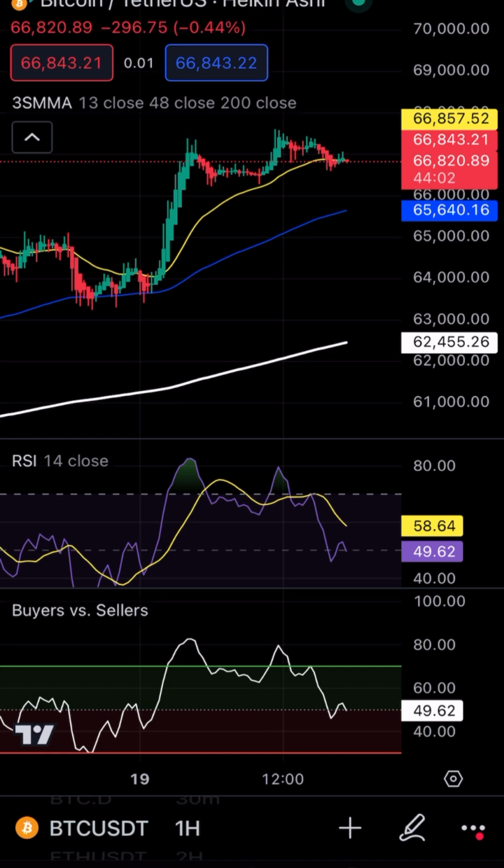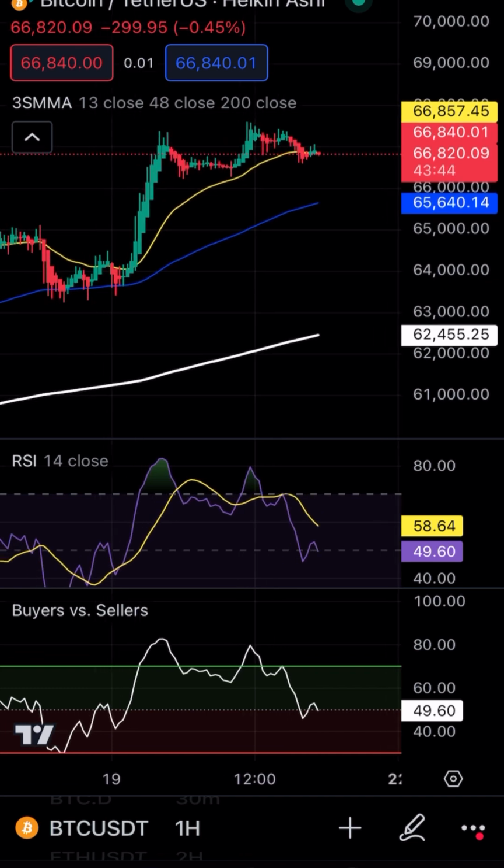Basically, the RSI is what I look at when I want to close a trade. So use the 1348 to identify the overall direction, use the buyers and sellers to find your entry point, and use the RSI to close the trade. So we'll look at a couple of scenarios here.